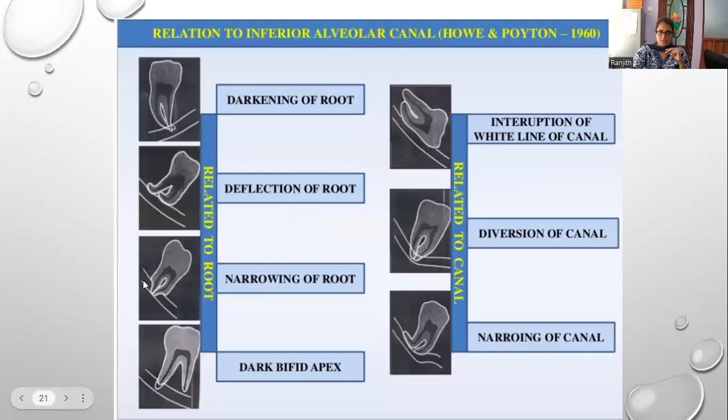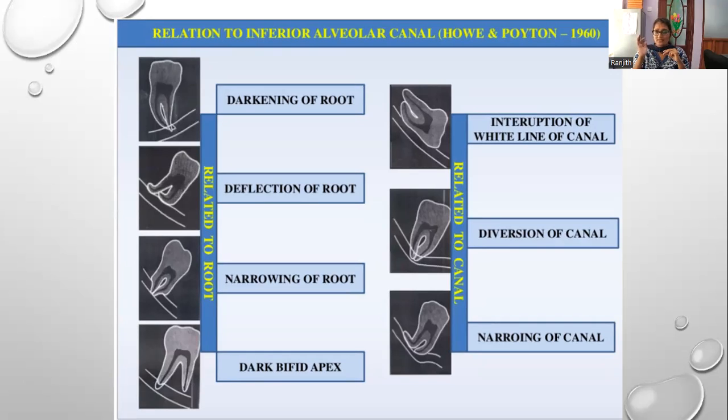Based on the relationship to the inferior alveolar nerve canal, if you look at an X-ray, you can see changes in the root or changes in the canal. That way you can identify if your tooth is going to be close to the canal. If you see darkening of the root, deflection of the root, narrowing of the root, or a dark bifid apex, all these are changes that you can see to the root in case it is in proximity to the inferior alveolar nerve canal.